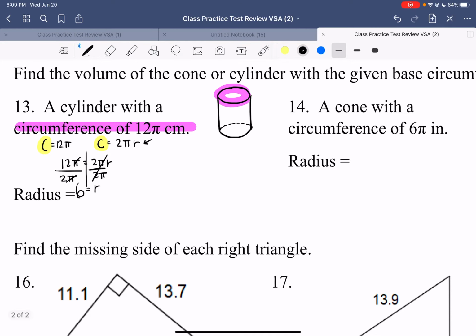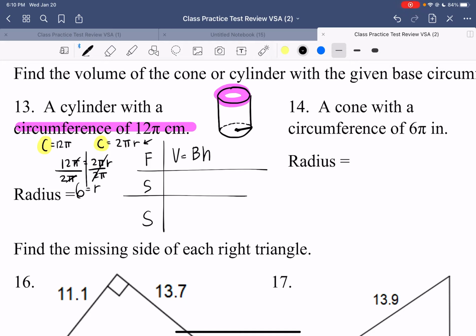So formula, substitute, solve. We're looking for V equals capital B times H. We just found out that this base has a radius of 6. Remembering that capital B is the area of the base, that's pi r squared. So pi times 6 squared times the height. They didn't give us the height, so let's stop there. Pi times 6 squared times the height, and that will be good.